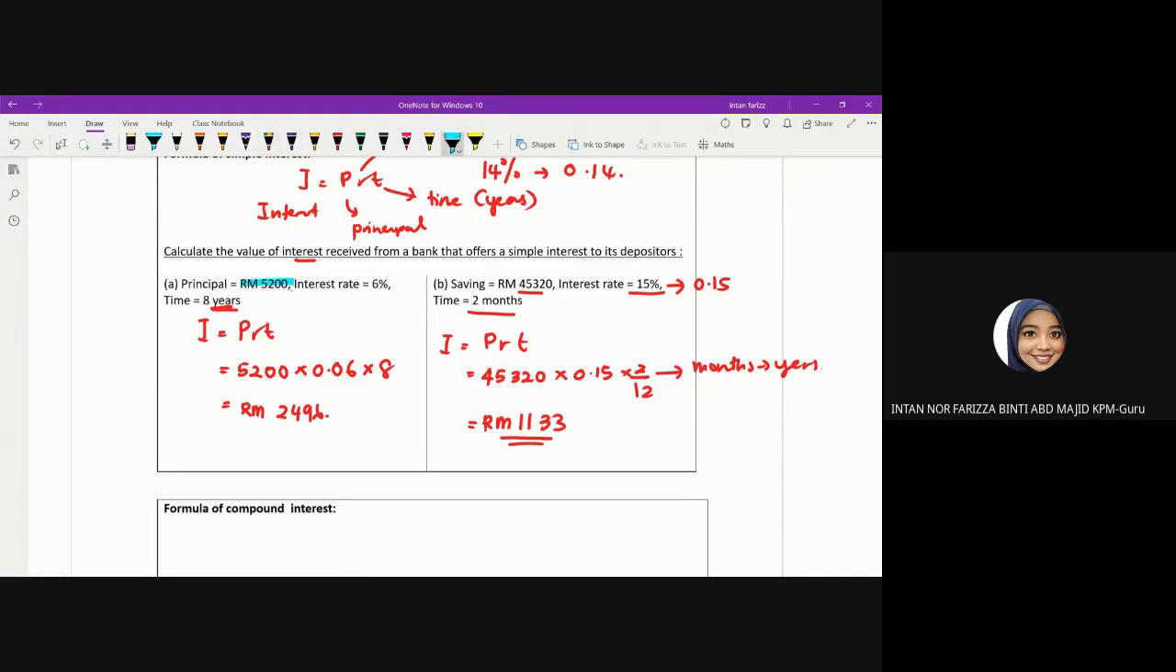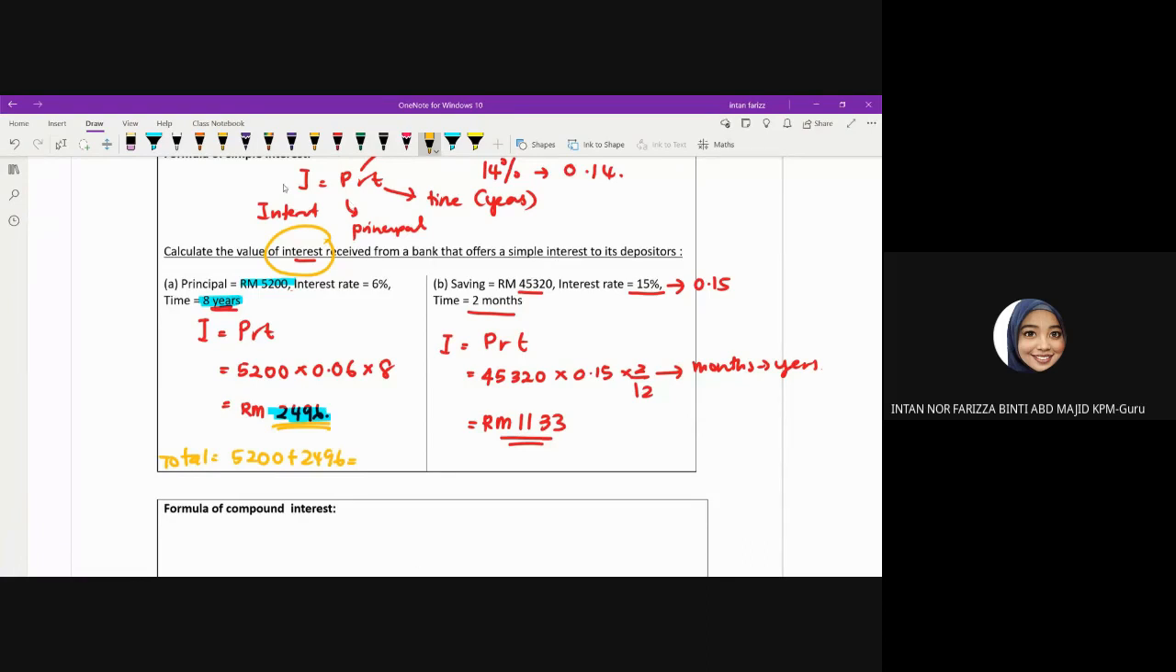Keep the money for 5,200. After 8 years, the return that this person will get from the bank is 2496. So that means if they ask after 8 years to find the total money in the bank, if they say total, then you have to add 5200 plus 2496. If they say just find the value of the interest, then your answer should stop here at 2496. Okay? All right. So now let's look at this one.